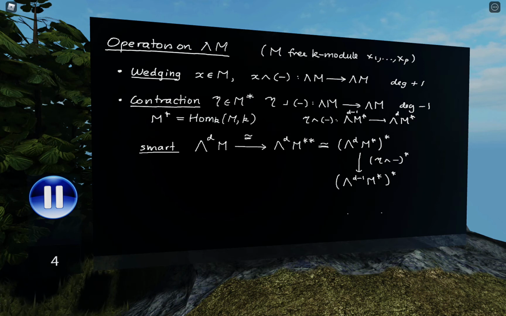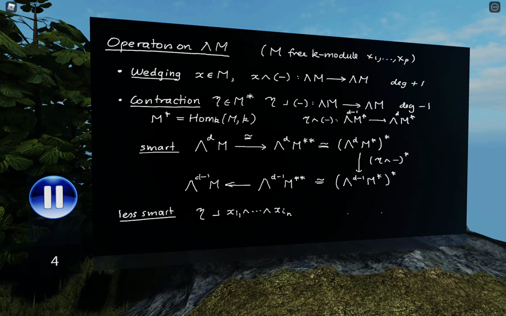And then I can just put everything back in again. I can pull the star back inside. And then I can take the wedge^(d-1) applied to the inverse of the isomorphism of M double star to M. And that composite, if you chase it around, is the definition of contraction with a one form eta. Okay, so the less smart way is to just write out what it does on a basis, which I can do. So it sends one of these basis elements that I described earlier to the following linear combination.